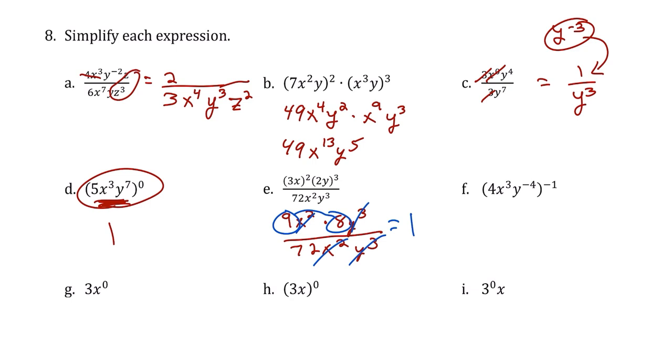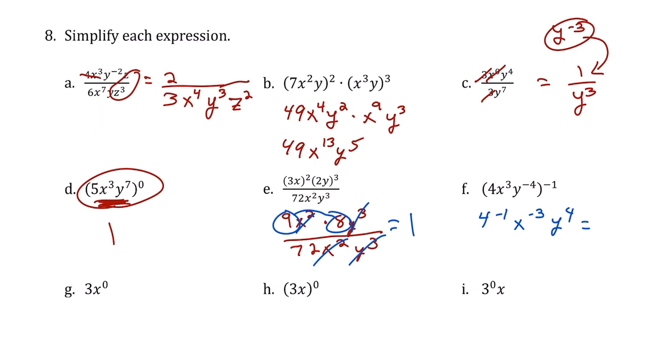Okay, let's look at this next one. I think the easiest way to do this is to raise each one of these to the negative 1 power. It's not the only way to do it, but let's do it that way for right now. So we have 4 to the negative 1, because there's really a 1 as the exponent on that 4. So 1 times negative 1 gives us negative 1. Okay, so 4 to the negative 1, x to the negative 3, y to the fourth.